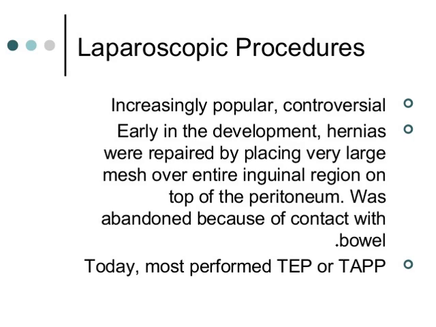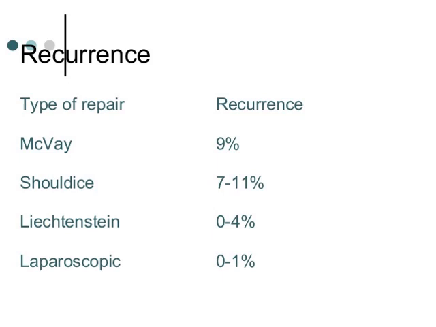We have two types of laparoscopic repair for a hernia. We have the TEP and the TAPP. The TAPP is the transabdominal preperitoneal repair, and the TEP is the totally extraperitoneal repair. The recurrence rate in Shouldice repair or Toronto repair is from 7 to 11%. In Lichtenstein tension-free repair it is 0 to 4%. In laparoscopic hernia repair, it is from 0 to 1%.